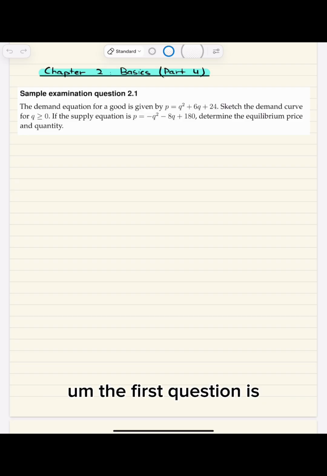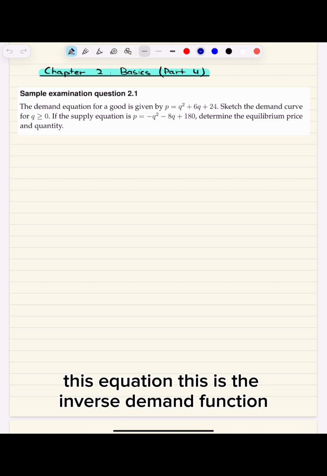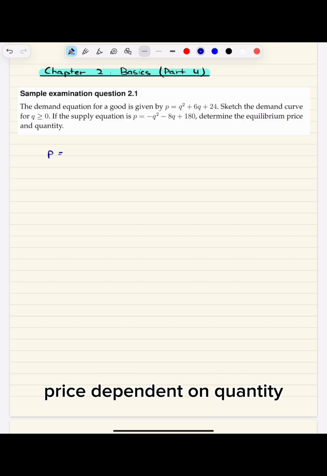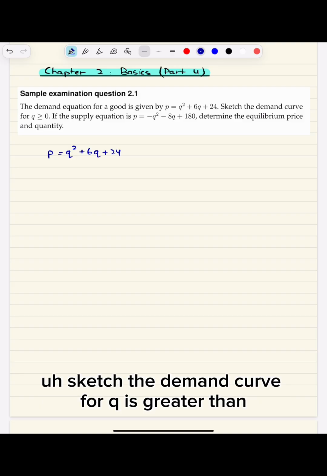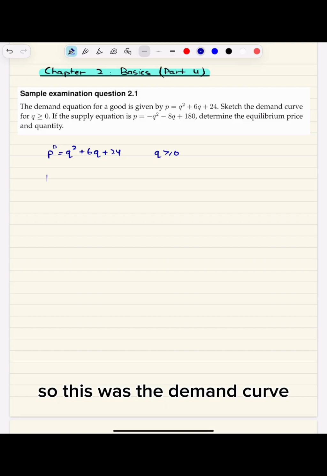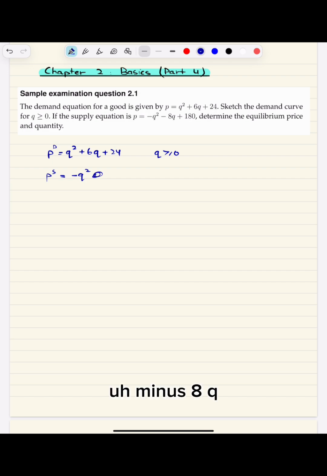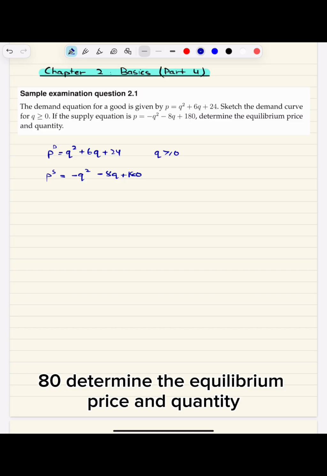The first question: the demand equation for a good is given by this equation. This is the inverse demand function, price dependent on quantity, is q square plus 6q plus 24. Sketch the demand curve for q greater than or equal to 0. If the supply curve is minus q square minus 8q plus 180, determine the equilibrium price and quantity.